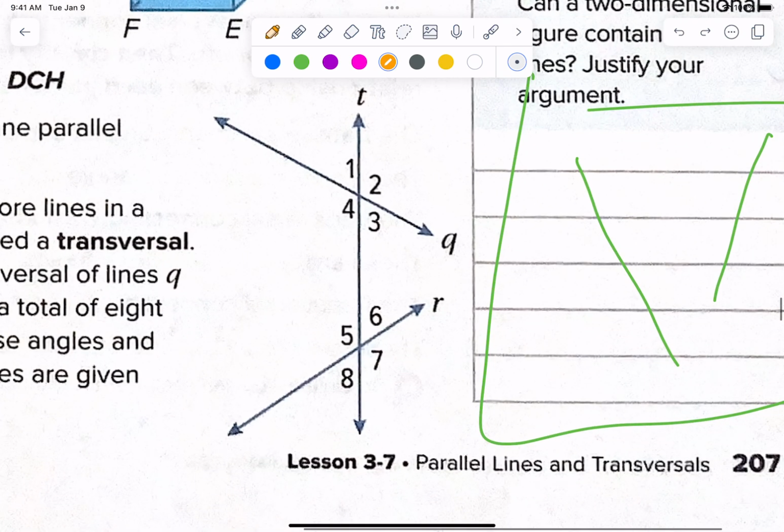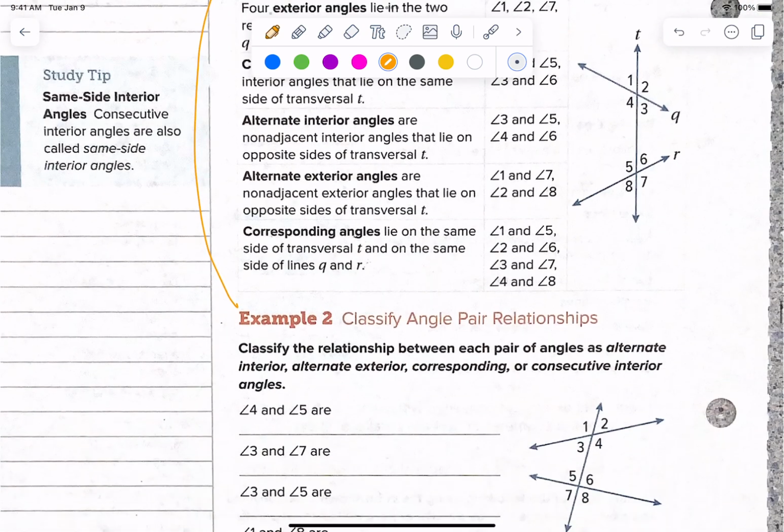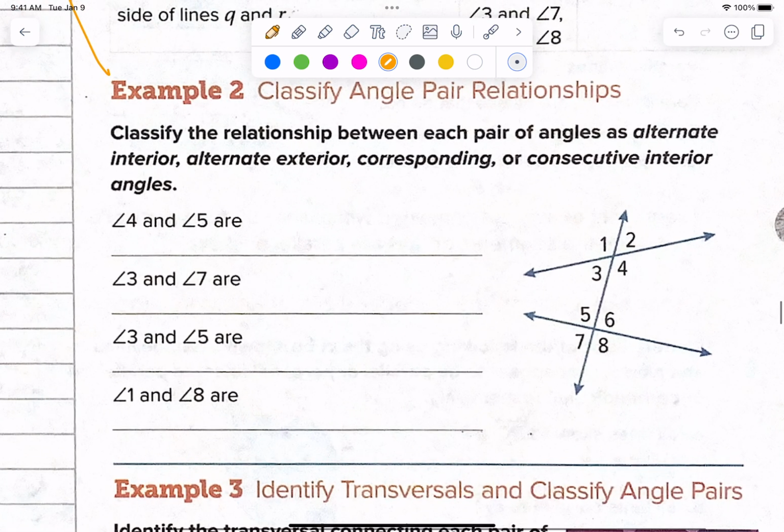Okay. All right, we've got 2 lines and a transversal. These 2 lines are not parallel. We'll go down to the next one. Let's answer some questions. We're going to skip over this because you already have this written down. Go to example 2, classifying the angle pair relationships.